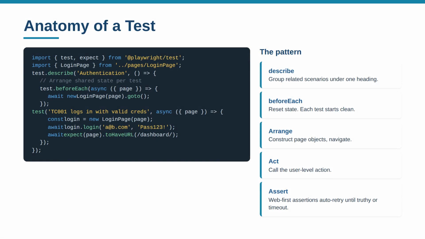Every Playwright test follows the same pattern, and understanding that pattern makes reading and writing tests fast. test.describe groups related scenarios. All authentication tests live under one heading. This organizes your report and lets you run just the auth tests when you are working on that feature.